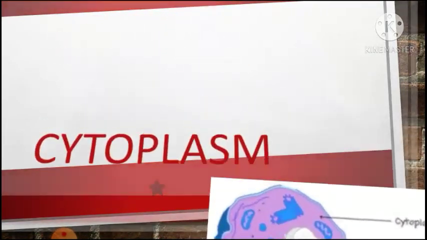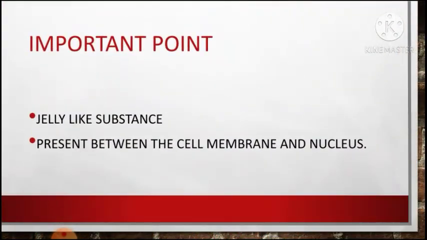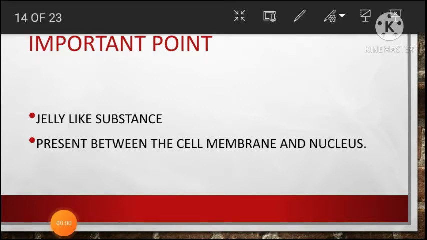Cytoplasm. It is a jelly-like substance present between the cell membrane and the nucleus. It is made up of up to 90% water. All the cell organelles are present in the cytoplasm and all life functions take place here.